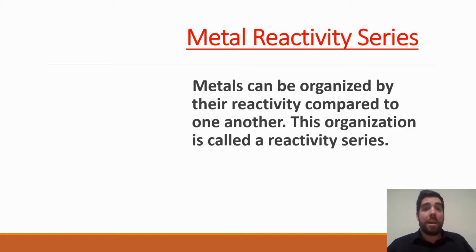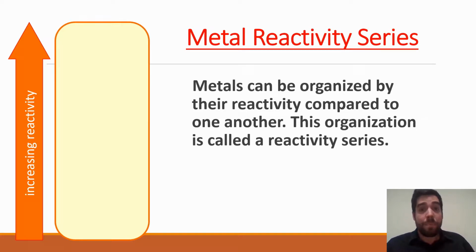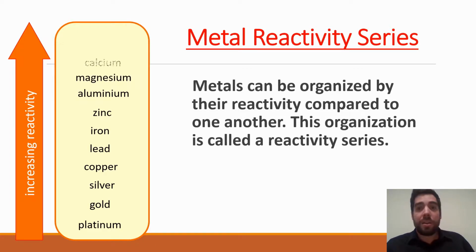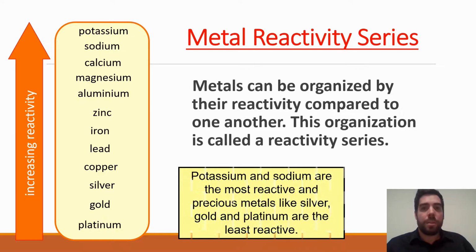So metals can be organized by their reactivity compared to one another. This organization is called a reactivity series. Working our way up from the bottom of the list, at the very bottom we have platinum, which is the least reactive metal shown in this list. Moving up in increasing reactivity, we have gold, silver, copper, lead, iron, zinc, aluminum, magnesium, calcium, sodium, and lastly, potassium. So potassium is the most reactive metal on this particular list.